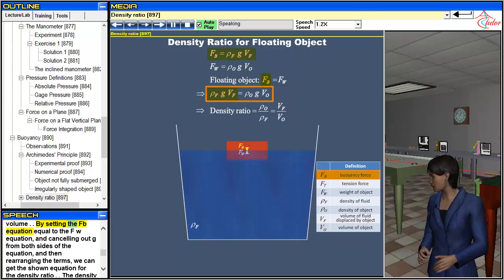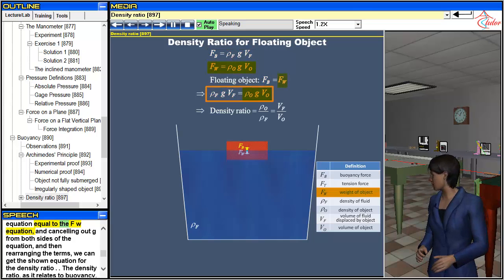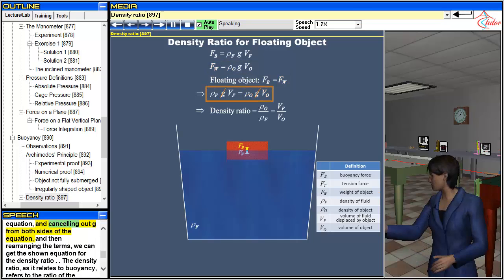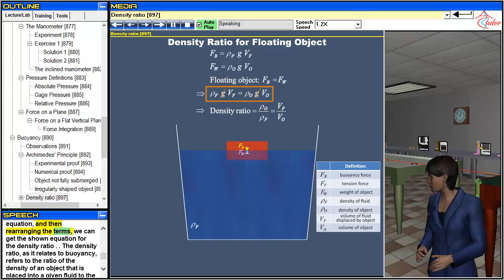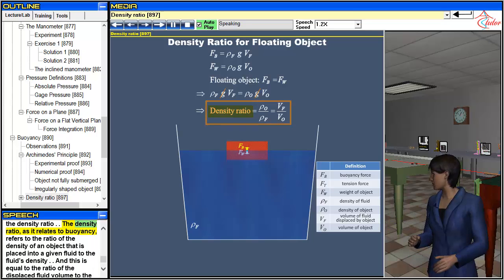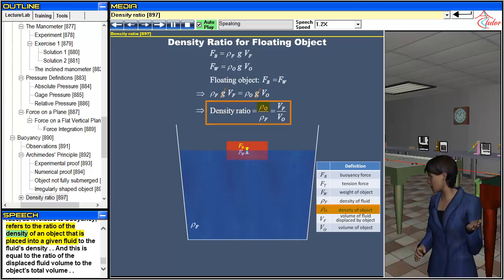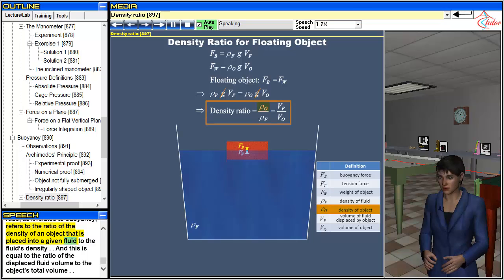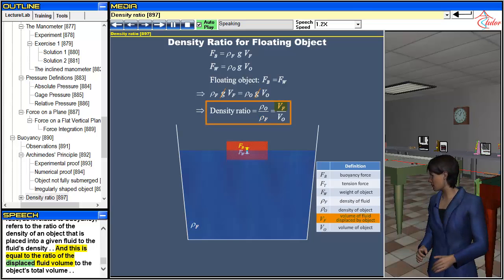By setting the Fb equation equal to the Fw equation, and cancelling out g from both sides of the equation, and then rearranging the terms, we can get the shown equation for the density ratio. The density ratio, as it relates to buoyancy, refers to the ratio of the density of an object that is placed into a given fluid to the fluid's density. And this is equal to the ratio of the displaced fluid volume to the object's total volume.